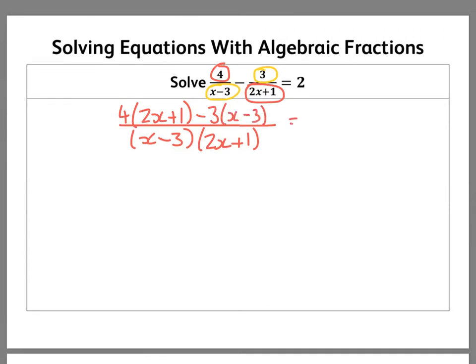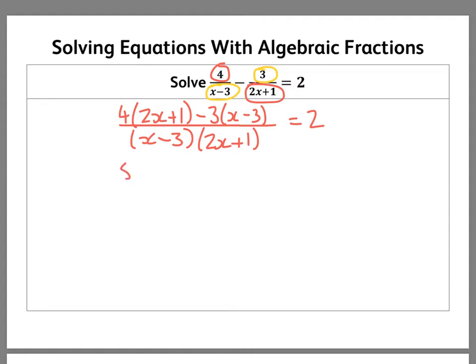Now, some people will be shouting at the screen, saying, can you move the denominator up and multiply it by 2? I'm going to do that later because in my experience people tend to simplify the fraction first and then multiply by the denominator later. So I'm now going to simplify everything. I'm going to simplify the top.